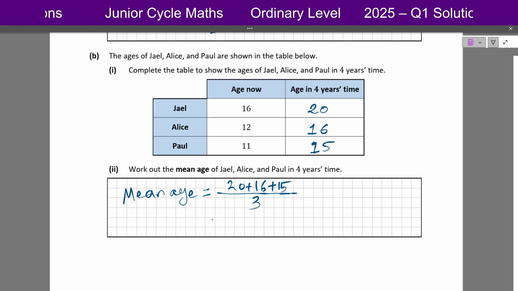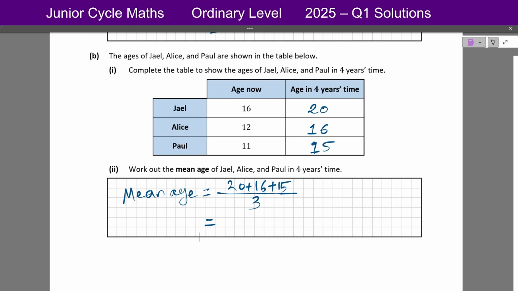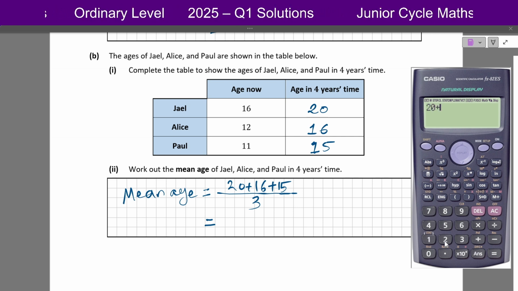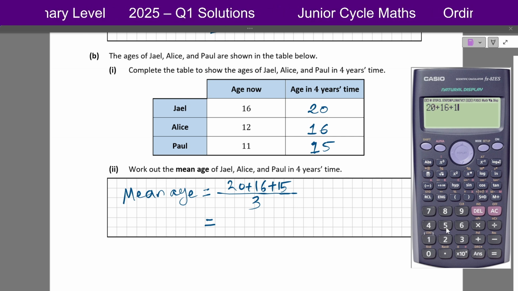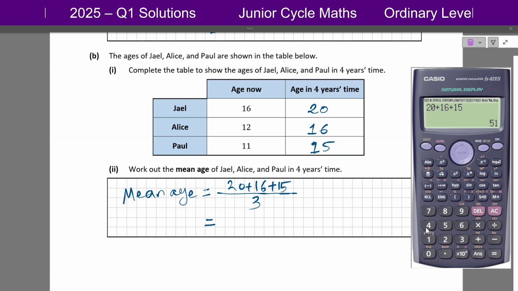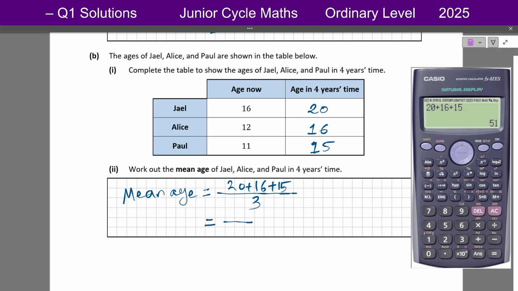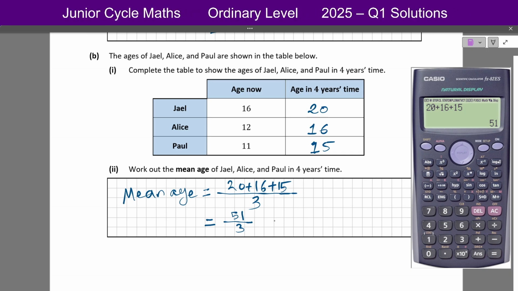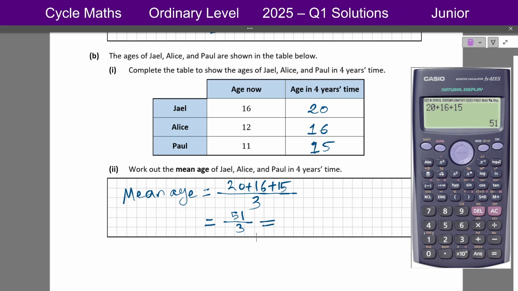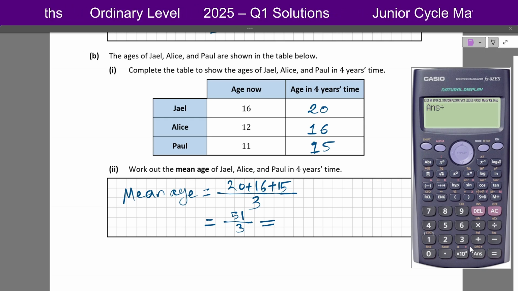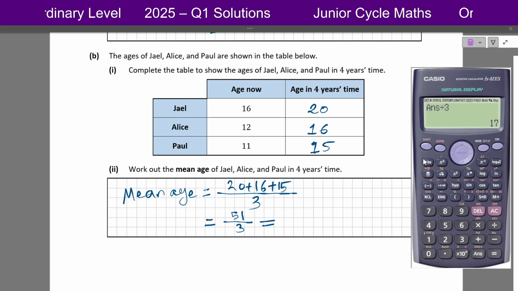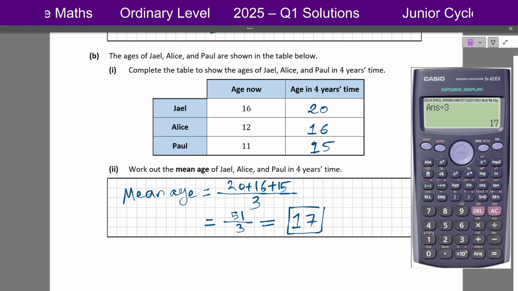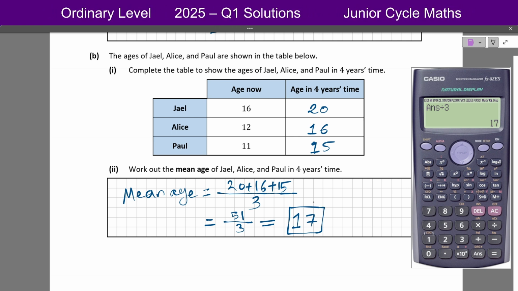If we use the calculator, 20 plus 16 plus 15 equals 51. So we write down 51, then divide by 3, and this gives me 17. So the answer is 17. That's the correct answer for the second part of section B.